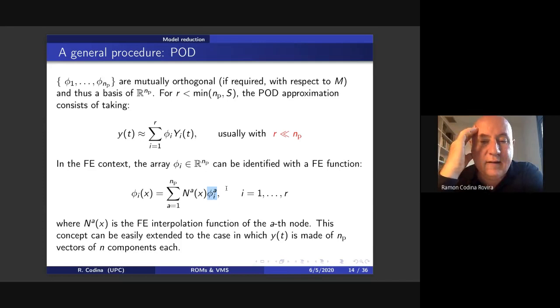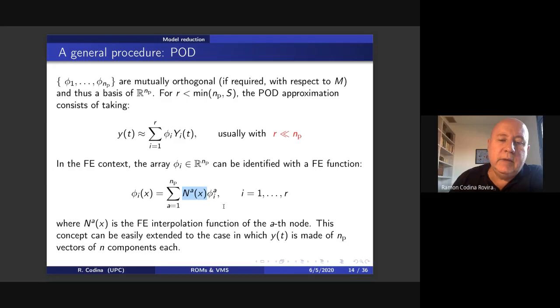So this phi I has these components, and when you multiply these components by the shape functions, the standard shape functions of the finite element method, you get a function. So there is a one-to-one identification of phi I as a vector, or phi I is a finite element function that will be used to construct our reduced order model space. So this is the idea of the POD.